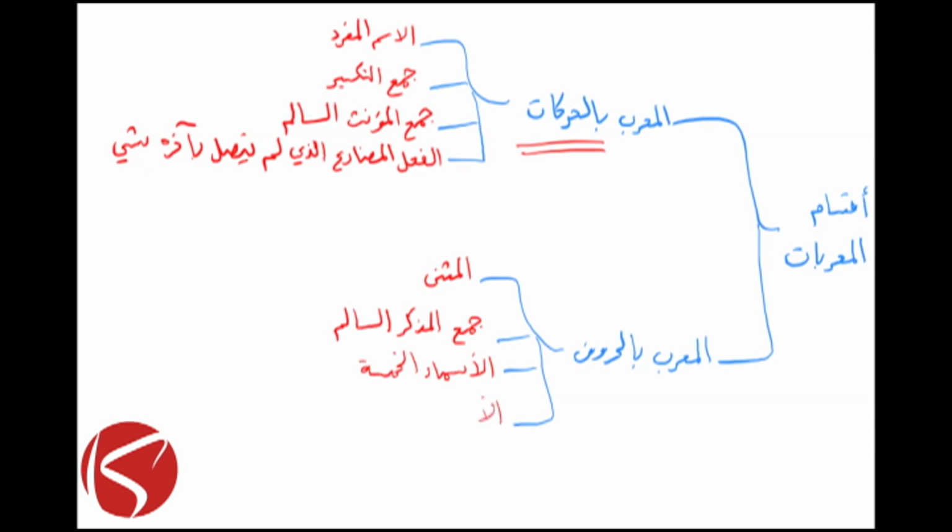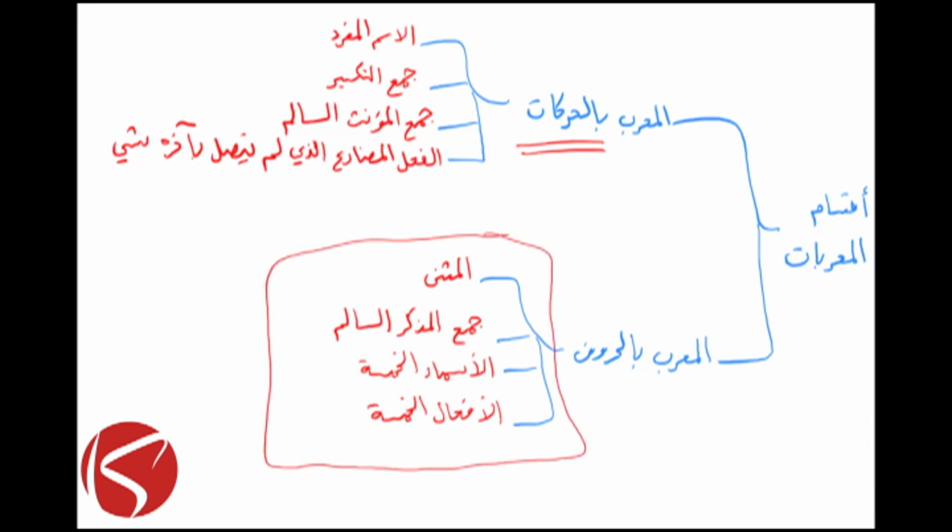So for example, the اسم مفرد is always haraka. جمع التكسير always haraka. جمع المؤنث always haraka. الفعل المضارع الذي لم يتصل بآخره شيء always haraka. But these 4, they're always huruf. They're always letters, right?